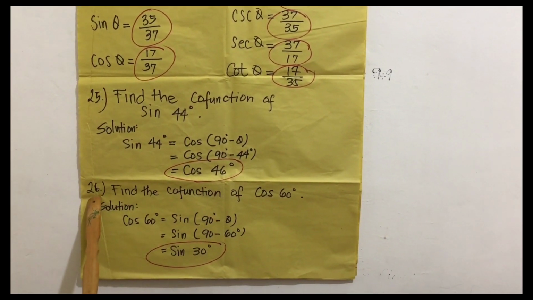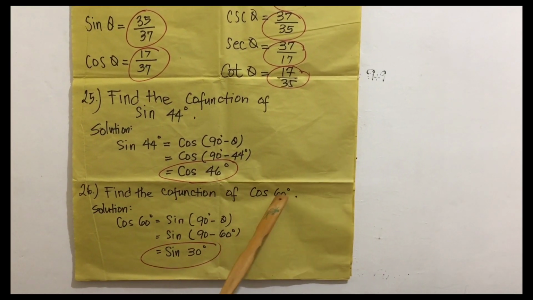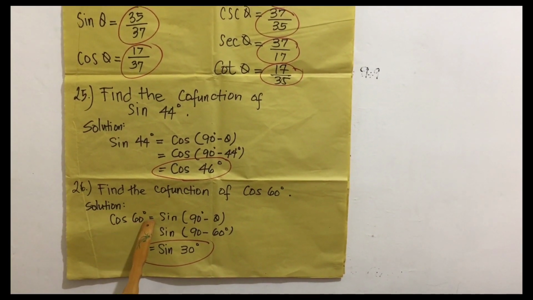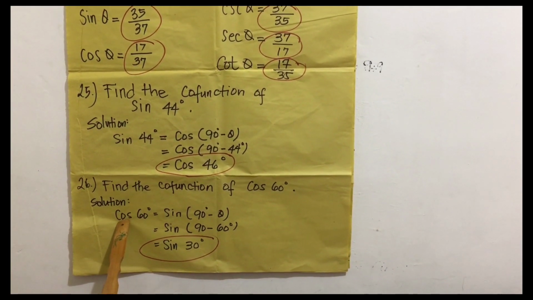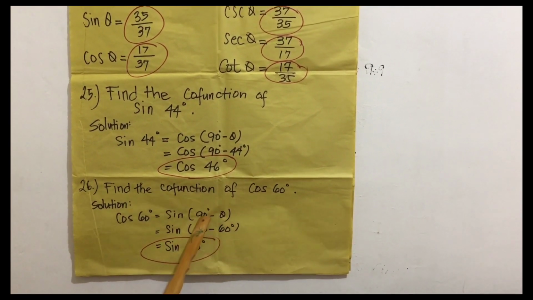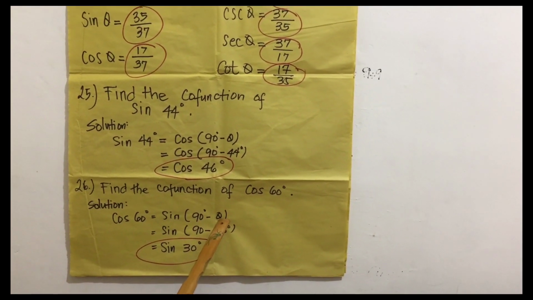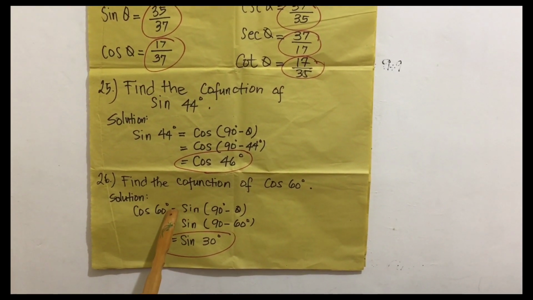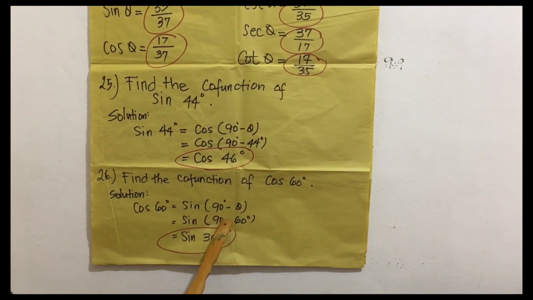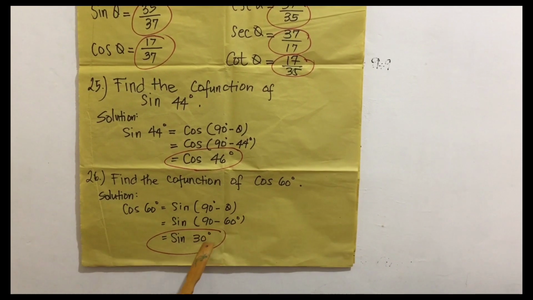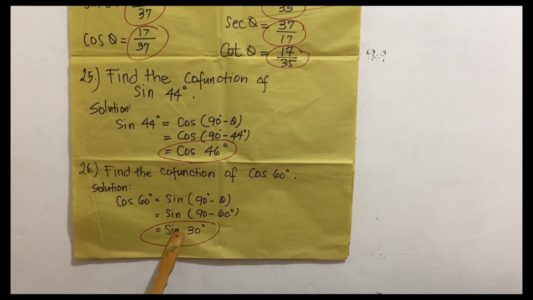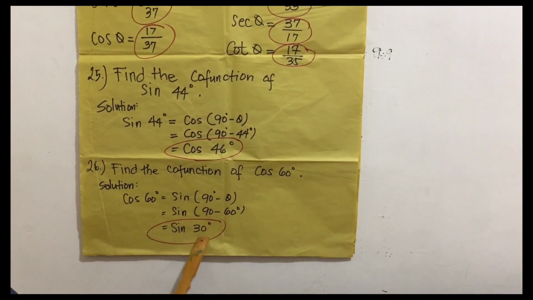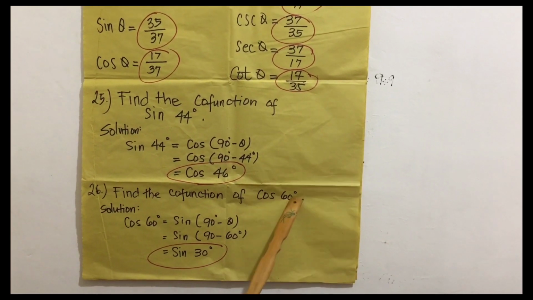Okay, next, number 26. Find the cofunction of cos 60 degrees. So our solution, first copy the given, cos 60 degrees. And the cofunction of cos is sine, and the formula is 90 degrees minus the angle, the theta, which is the given. And the sine now is 90 minus the given angle, which is 60 degrees. Then 90 degrees minus 60 degrees, so we have 30 degrees. So our final answer, copy the sine. So this will be sine 30 degrees, our final answer for the cofunction of cos 60 degrees.